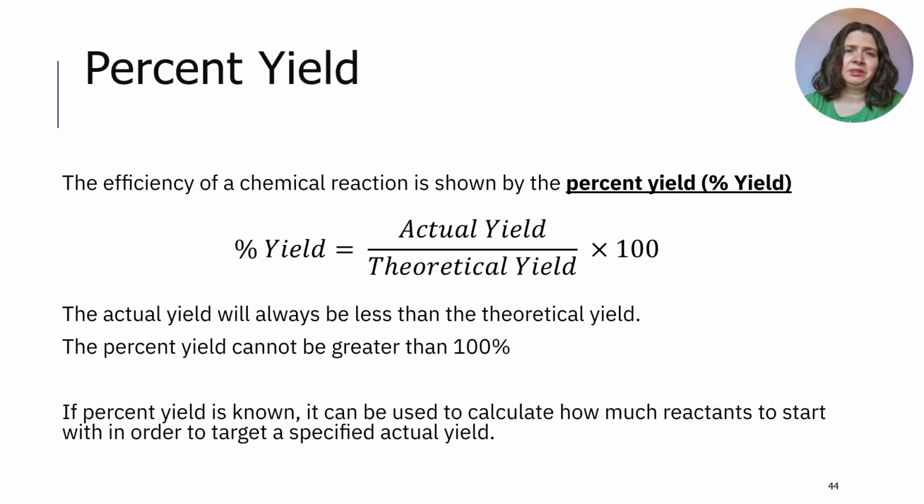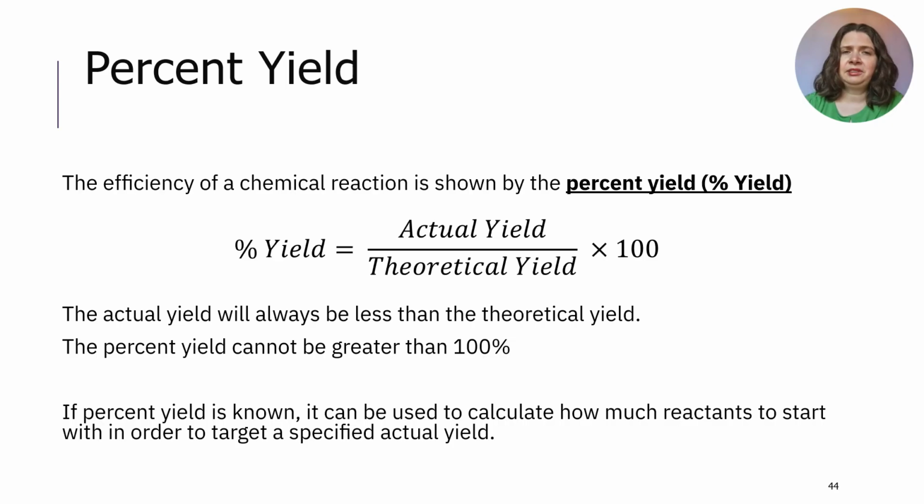We can compare the actual yield to the theoretical yield by calculating the percent yield, which measures the efficiency of a chemical reaction. The equation for percent yield is equal to actual yield divided by theoretical yield times 100. We have to multiply by 100 to convert this decimal value into a percentage. Since the theoretical yield represents the absolute maximum amount of product that could be formed, the actual yield should always be less than or equal to the theoretical yield. Therefore, a reasonable percent yield is any value that's equal to or less than 100%.